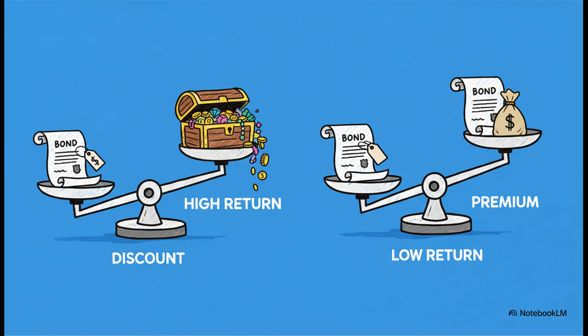Now you can see exactly why a bond with a 7% coupon, if you buy it at a deep enough discount, can absolutely offer a higher total return than an 8% bond that you bought at a premium. It was never about the sticker price, it's all about the total return based on the price you actually paid.